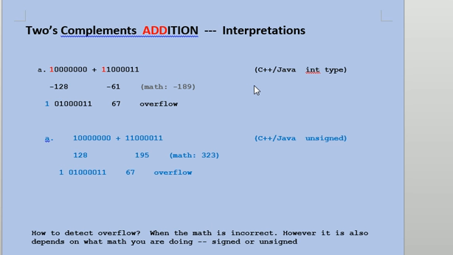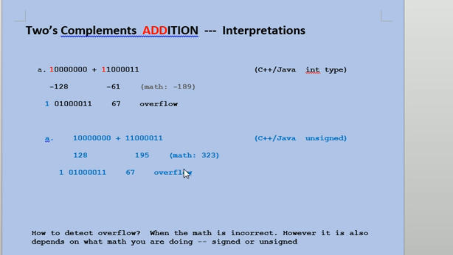So now you can also encode integers as unsigned. For example, the same question could have this bit pattern be just 128, positive or no sign, and the other number is 195. If you do the addition, the correct mathematics is 323. Now you do the same thing, removing the top left bit, and you end up with 67. That's not correct math, so they will say overflow.